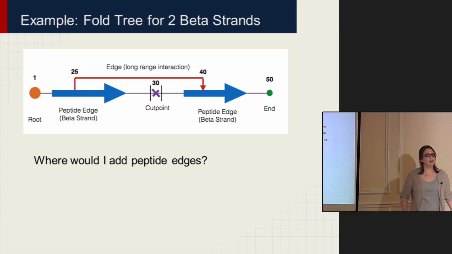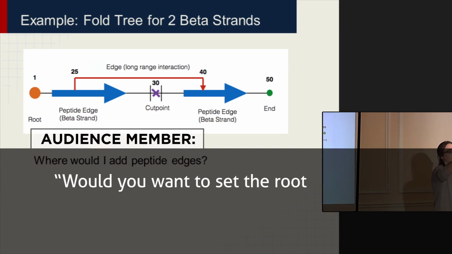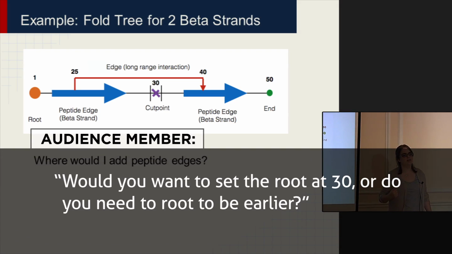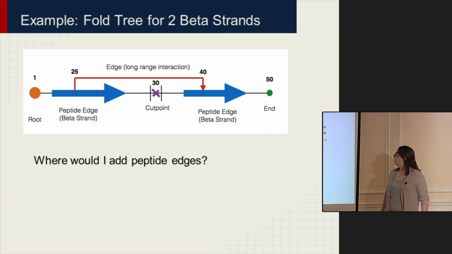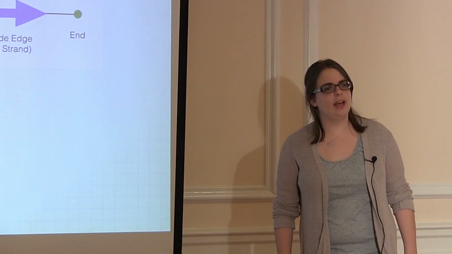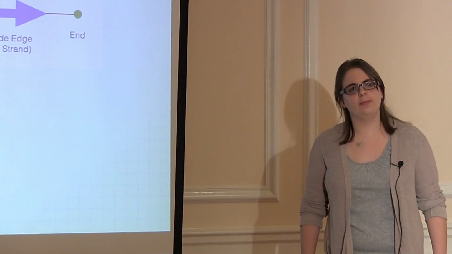Yeah, that's the right idea. Oh, yeah? So would you want to set the root there at 30? Because otherwise it would, or do you have to have the root earlier? Or is it just a bad idea to have a cut point at the root in general? So, no, I don't think you would want to have the root at the cut point.